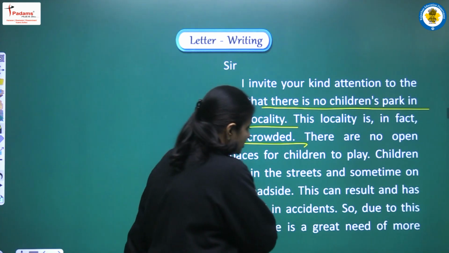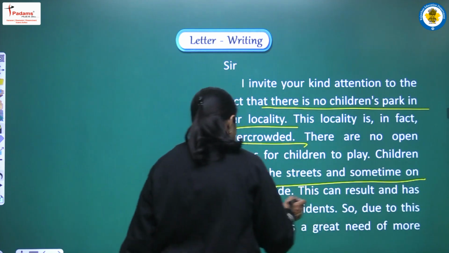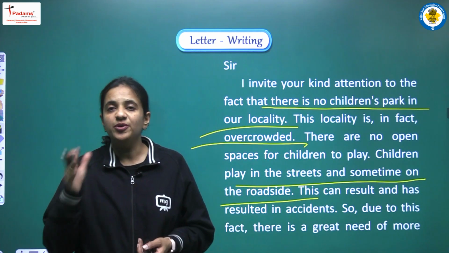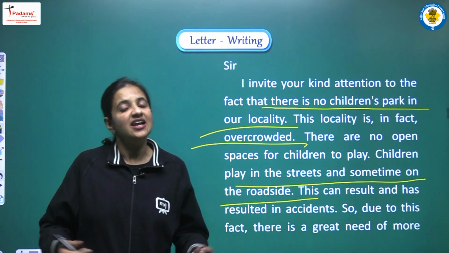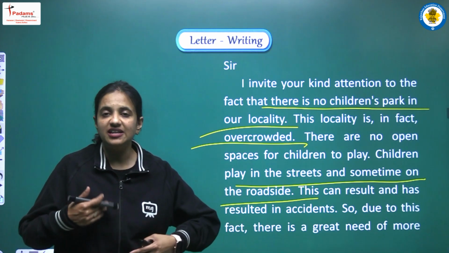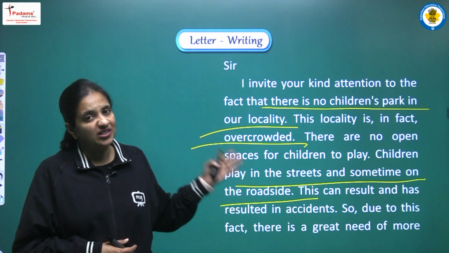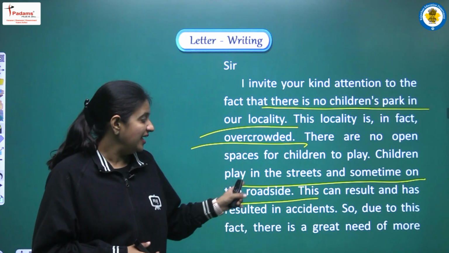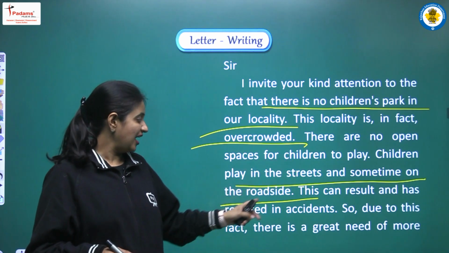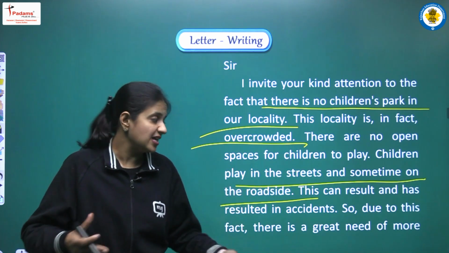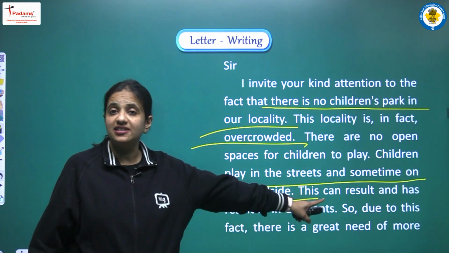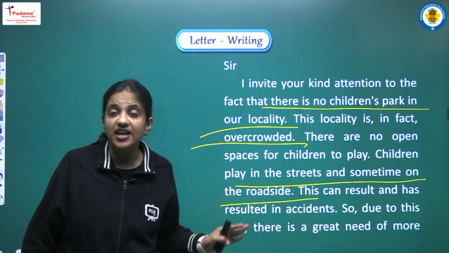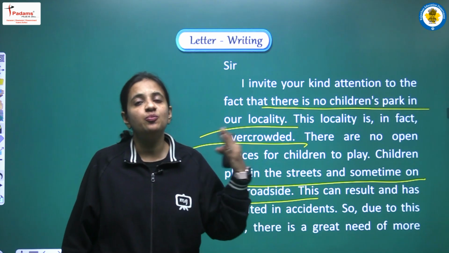Children play in the streets and sometimes on the roadside. Because there is no open space, no place for the kids, and the children obviously have to play. So now what are they doing? Now they are playing in the streets, and even sometimes on the roadsides. This can result, and has resulted, in accidents, and it is not at all safe to play on the roadsides, to play in the streets.